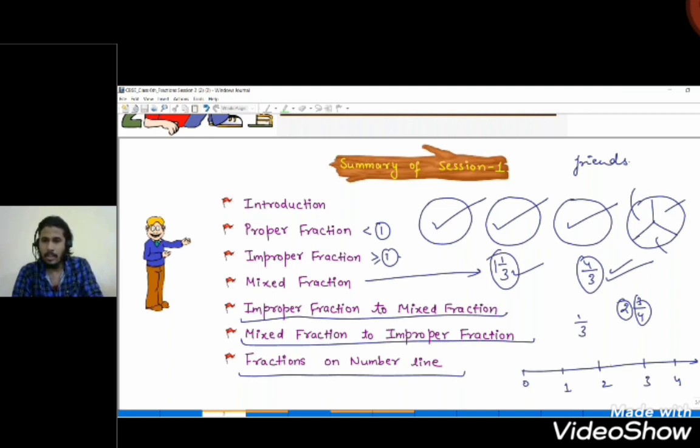We'll make 4 equal divisions. 1 part, 2 part, 3 part, and 4 part. Now, the 3rd division of it, 1, 2, and 3rd. This is the 3rd division. So 4 intervals have been marked in between 2 and 3. This corresponds to 2 whole 3 by 4.